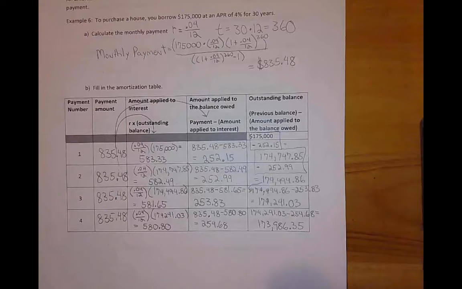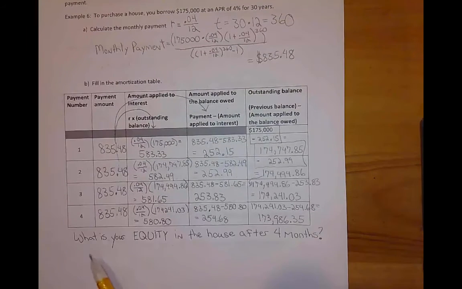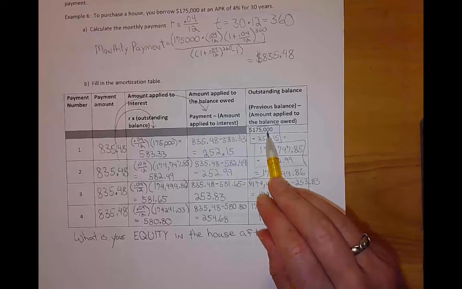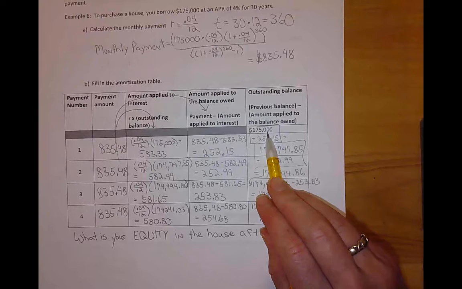All right. One more question before we end this video, and this is important to go over because I believe this will be on your exam. The question is, what is your equity in the house after 4 months? Now, equity in this class means the amount that you borrowed that you've actually paid back. So, the part of this $175,000 that we've already paid back.